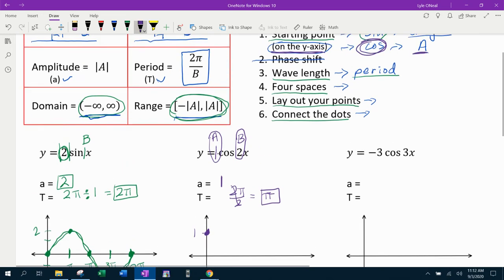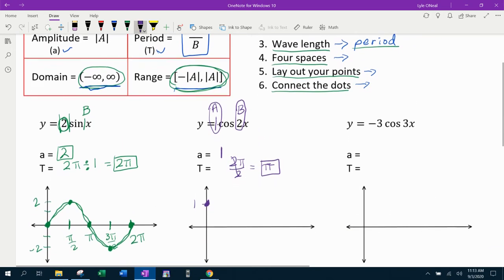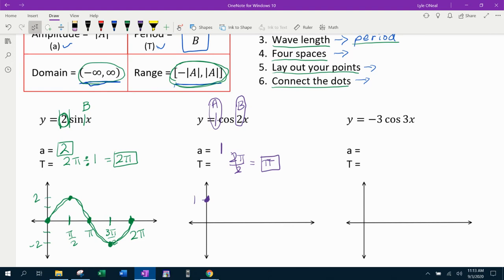Step number 2, phase shift. We don't have one. Step number 3, wavelength is the period. So again, I'm going to come out here some distance, and I'm going to say, well, that looks like about pi. And this is where I'm going to throw in another fun fact. You always finish where you start. So if I start at a height of 1, I'm going to finish at a height of 1. You finish where you start, okay? And so if I were to connect the dots here in the middle, that would give me the period, which is the wavelength, which is pi.